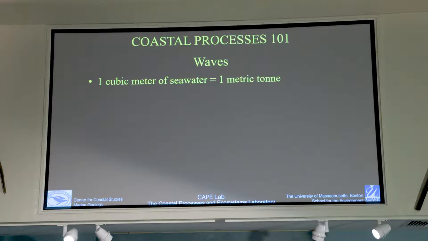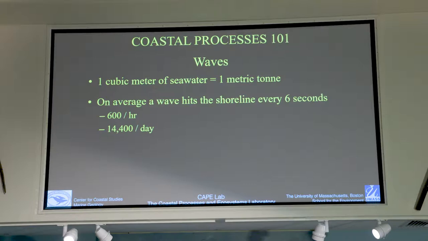On average, on an Atlantic beach shoreline, a wave will hit the beach every 6 seconds. So it's a lot of mass, it's a lot of waves. And you start doing that math: 600 waves every single hour, 14,000 a day, 5 million a year. Right? It's the reason why open ocean sandy beaches are some of the most dynamic environments on the planet, because the waves are continually changing them.